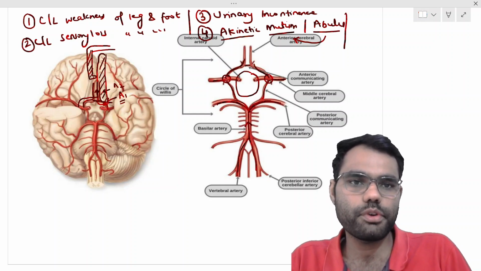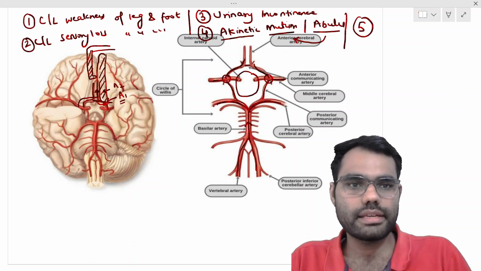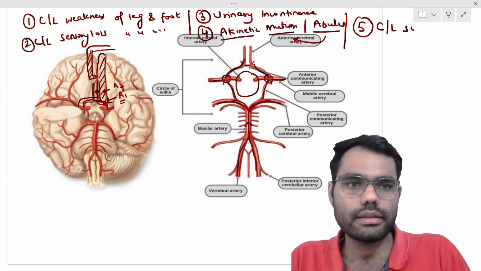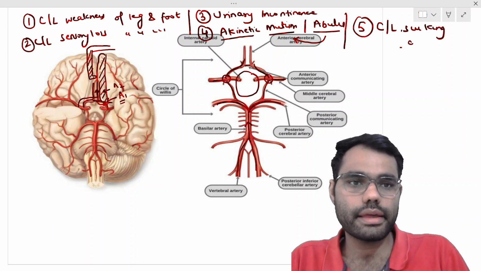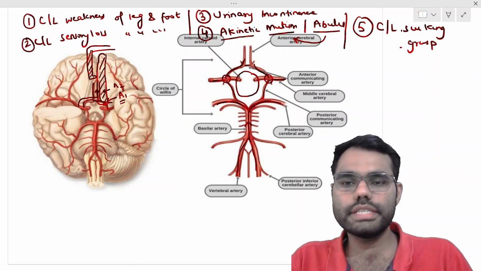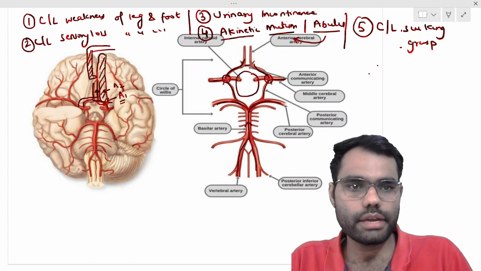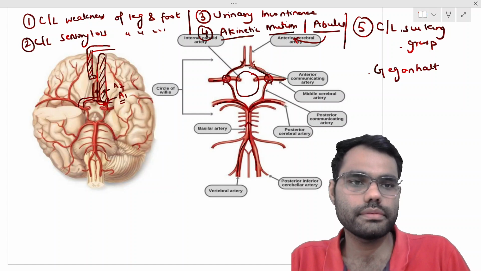Apart from that, there would be a reappearance of primitive reflexes like the contralateral sucking reflex and contralateral grasp reflex. So these will reappear if there is a lesion to the frontal lobe, and there would be Gegenhalten rigidity.